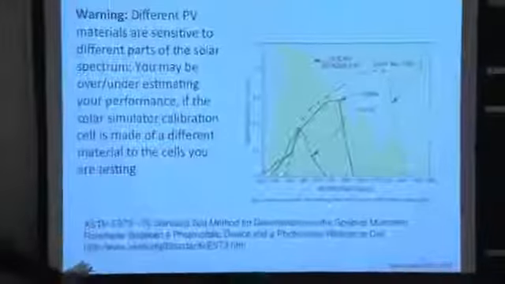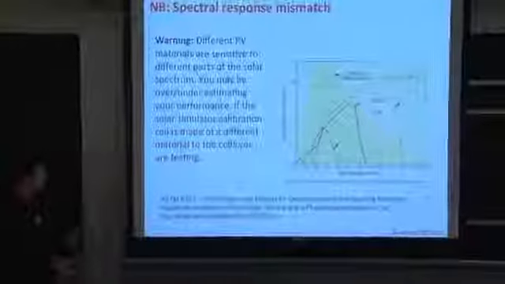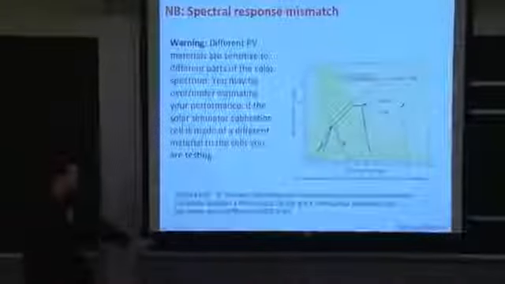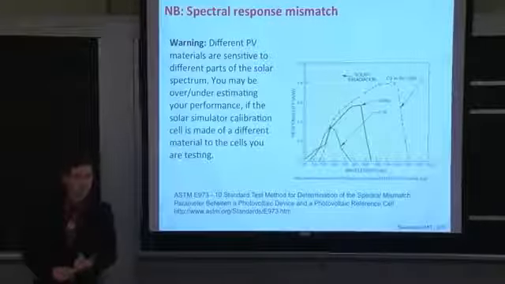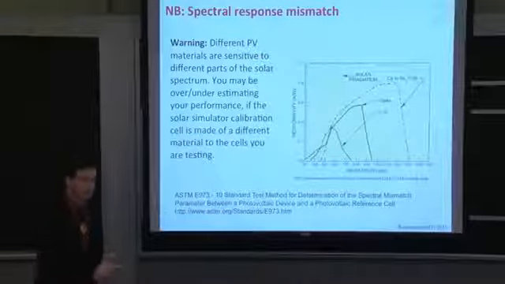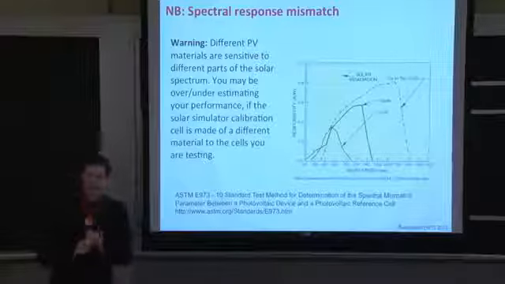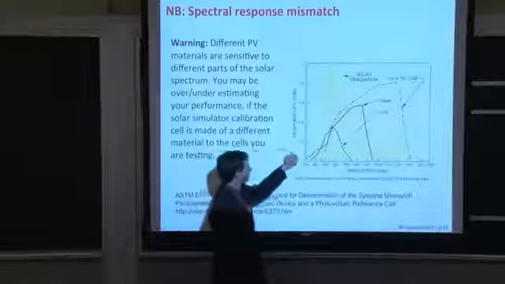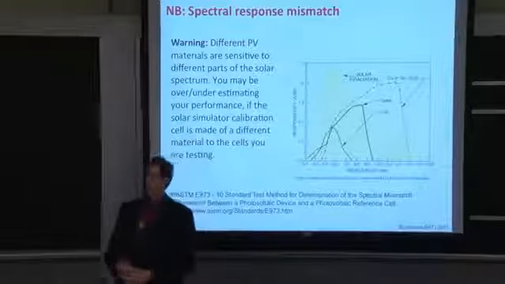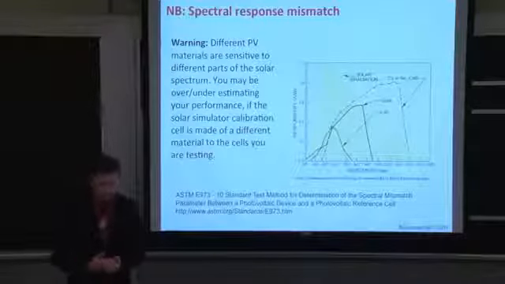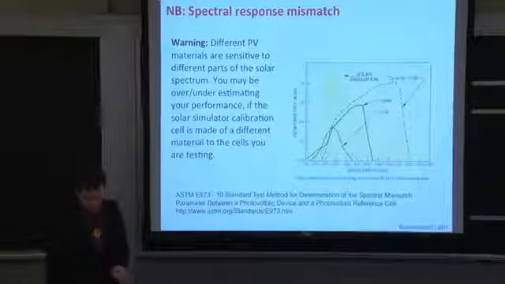And there's even a standard test method for determining the spectral mismatch parameter between your device and a reference cell, an ASTM standard for it. And the typical way to account for this is to measure the spectral irradiance as a function of wavelength of your light source, measure the quantum efficiency, meaning the responsivity versus wavelength of your device, and then measure your calibration cell. And using that math, you can really begin to normalize for these extraneous effects.